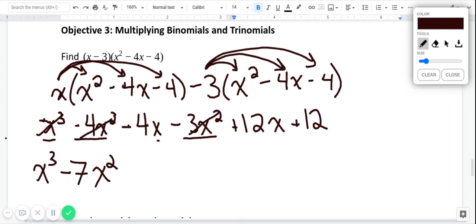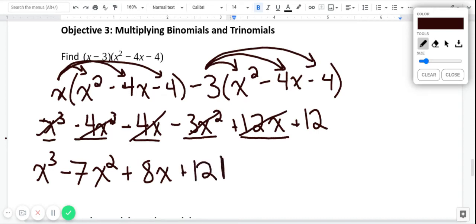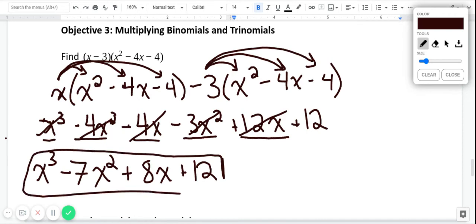Let's do our x terms next. So we've got a negative 4 and a positive 12. So negative 4 plus 12 is really like 12 minus 4, so that's a positive 8x. And cross those off, and we're left with just a positive 12 over here. And now we can't combine any of these terms anymore, so that is our answer. And that is how you multiply a trinomial and a binomial.